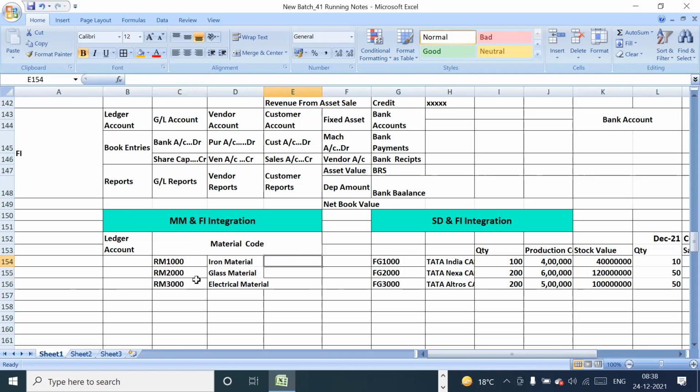Raw material one, iron: how much quantity we purchased, how much we utilized this month, and what is my closing stock. Similarly, glass materials: how much we are going to purchase, how much we consumed this month, and what is my closing stock. So for that, the material codes are very important. Nothing but ledger accounts, ledger codes.